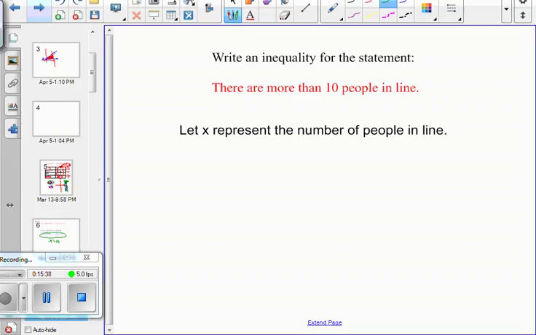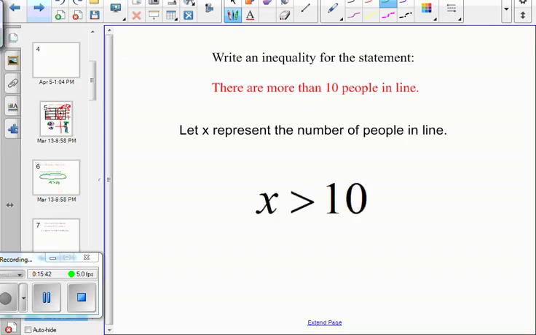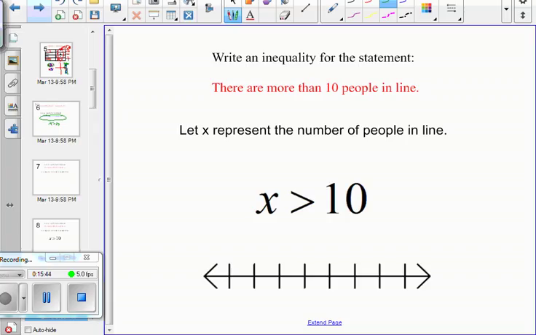Okay. So more than, come on. That's pretty much the same thing. How about we do a graph of it? Well, if I put a 10 here, if I was going to graph this, do I use a solid circle or an empty circle? Can it be 10? So empty circle. And then you go to the right of it.